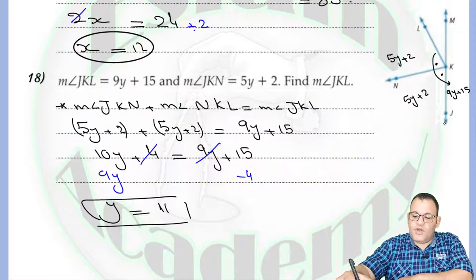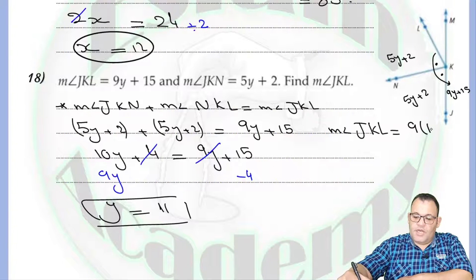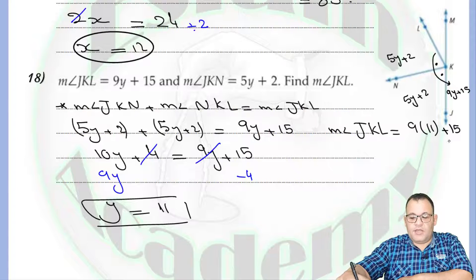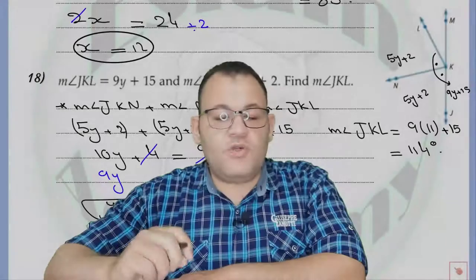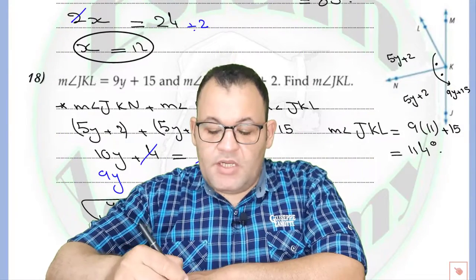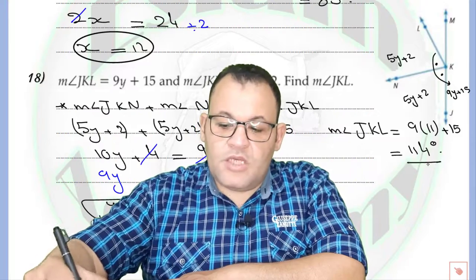But the required, we need to find JKL. So the measure of angle JKL is equal to 9 multiplied by 11 plus 15. 9 times 11 equals 99. Plus 15 equals 114 degrees. And that's how we can find the required angle. Be careful in solving this type of question, whether the required is asking for the variable or asking for the measure of the angle.